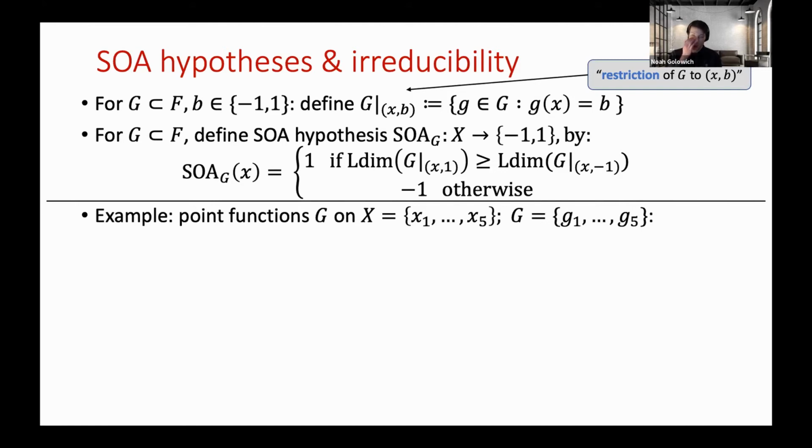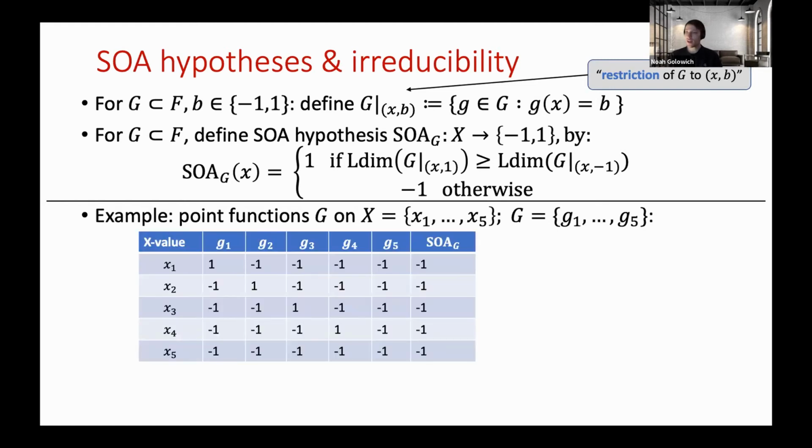Okay, so here's an example for the class of point functions. Let's consider the space X consisting of 5 points, x1 through x5, and the space of hypotheses G, which consists of g1 to g5. And these are just the point functions on the points x1 to x5. So in particular, g1 evaluates to 1 on the point x1 and -1 elsewhere. g2 evaluates to 1 on the point x2 and -1 elsewhere, and so on. So if you consider the matrix showing gi of xj, this is just the identity matrix with the zeros replaced by -1s.